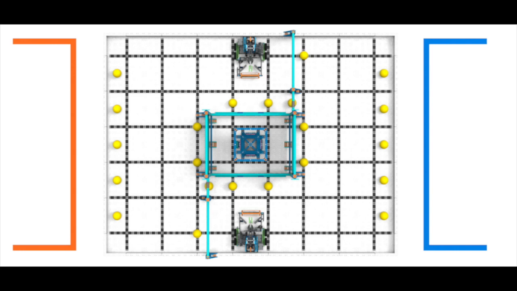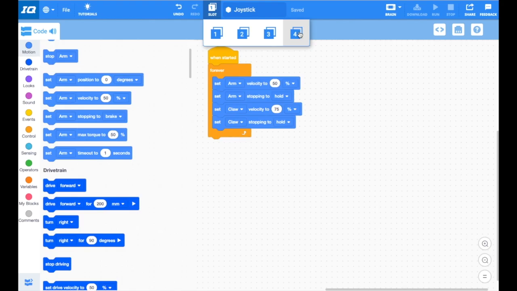So let's talk a little bit about how to use VEX code IQ to code a program to run your robot autonomously. That means without a joystick. Now, you may choose to create 3 different programs, and you can name them Autonomous 1, Autonomous 2, and Autonomous 3, and you can run them at different times during robot skills. So let's jump into VEX code IQ.